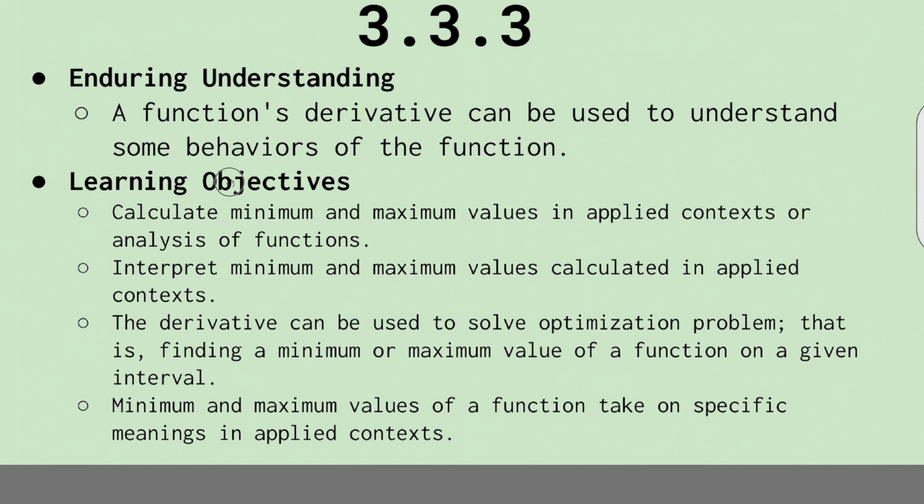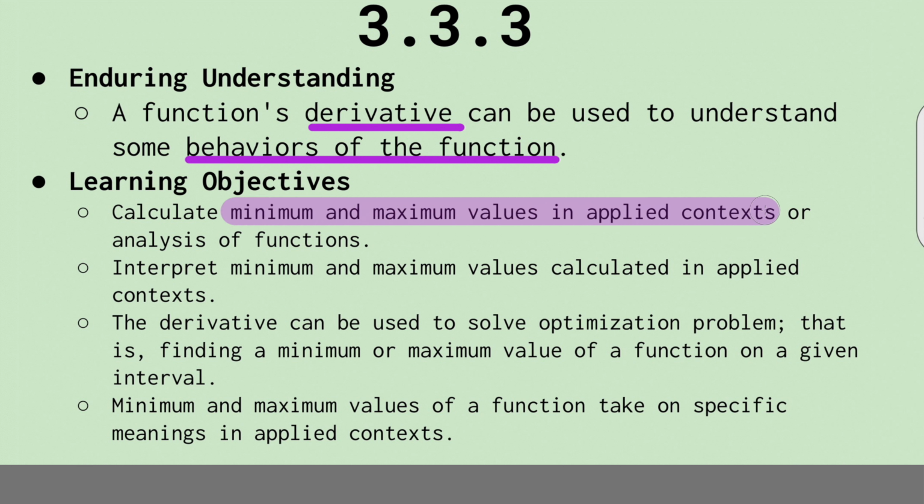The enduring understanding here says a function's derivative can be used to understand the behaviors of a function. So again, we're going to be using the fact that the derivative tells us what the behavior of the actual function is doing. So a function's derivative tells us what the original function is doing. The learning objectives right here, it says calculate the min and maximum values in applied context. So again, it's back to that min and max stuff, only in real world stuff. And it says interpret min and max values calculated in applied contexts. Okay, so not only do we have to calculate them, we have to interpret them and make sure they mean what we want them to mean.